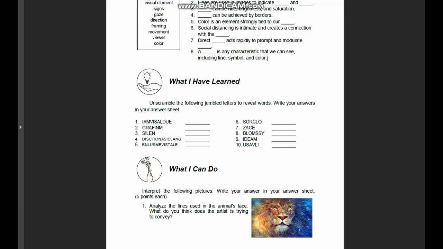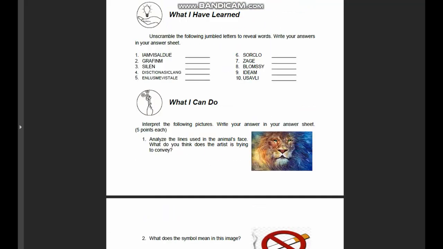Okay, great job. Now, in what I can do, we will interpret the following pictures. Write your answer in your answer sheet. Okay, number 1, analyze the lines used in the animal's face. What do you think the artist is trying to convey? What is the meaning? Anong gustong sabihin ng gumawa gamit ang mga linya sa mukha ng hayop na nasa litrato? What does it convey? Write your answer in your answer sheet.